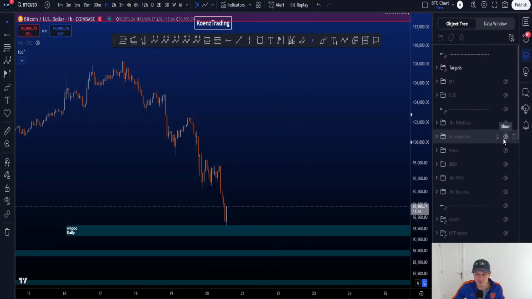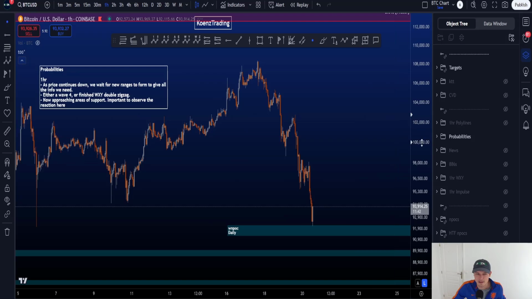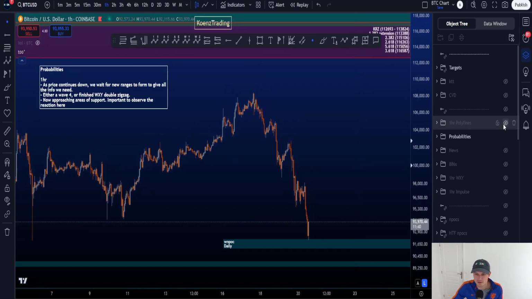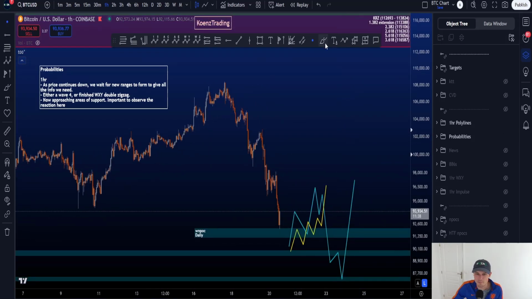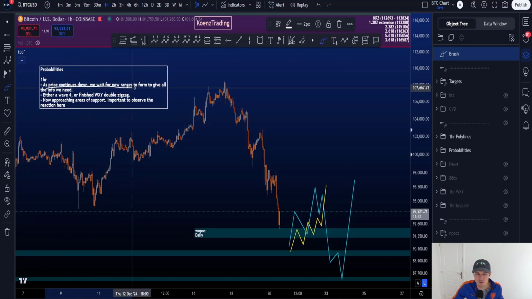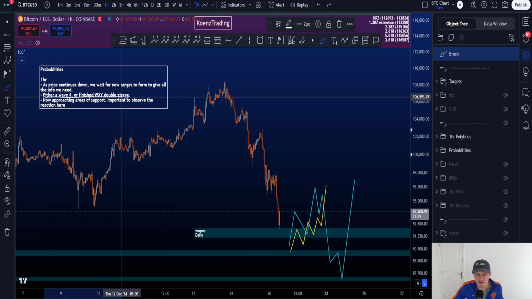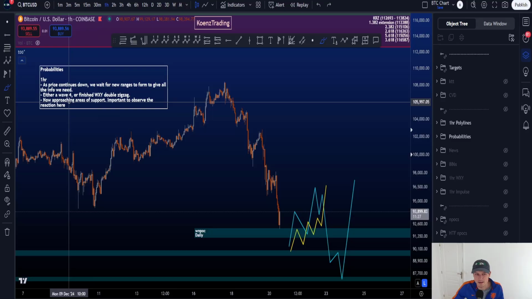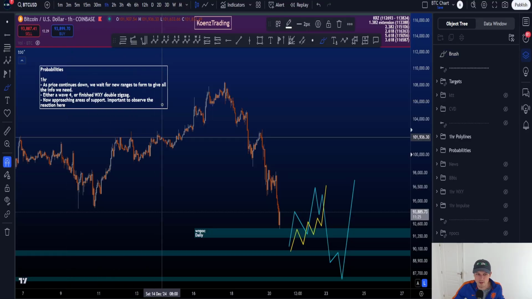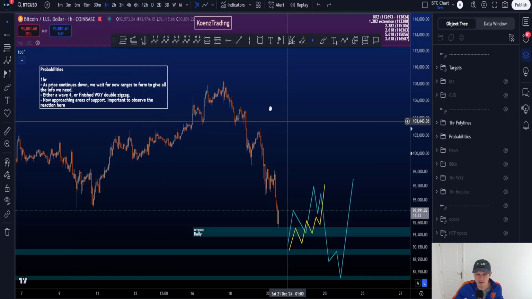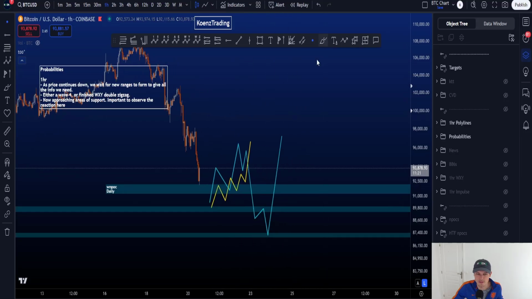If we then finally talk about the probabilities, then at the moment in both of the scenarios, we are just waiting for a bounce and a range. So here on the 1 hour, as price continues down, we wait for new ranges to form to give all the info we need. Either a wave 4 or a finished WXY double zigzag. Now we are approaching areas of support, important to observe the reaction here. And you can also see my polylines here.